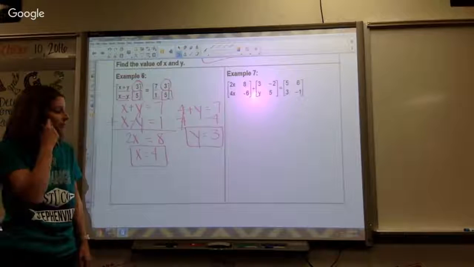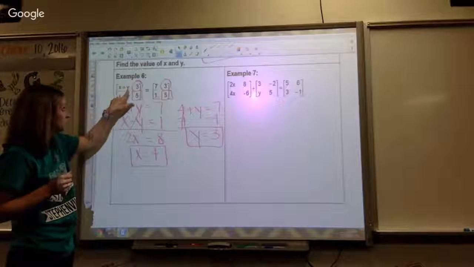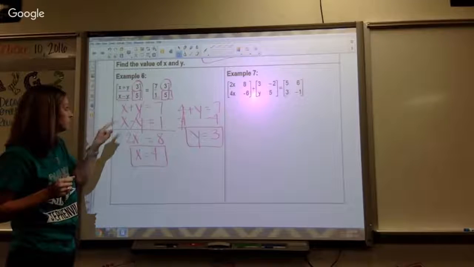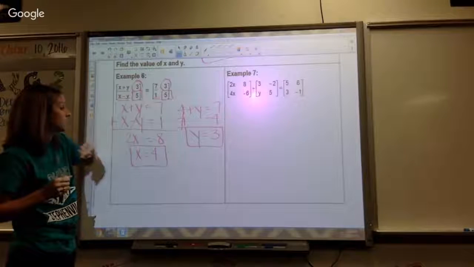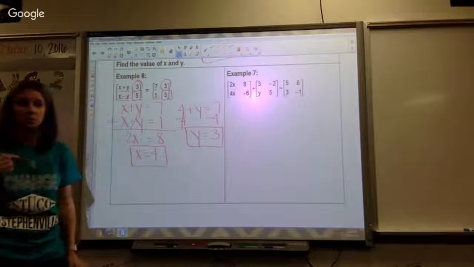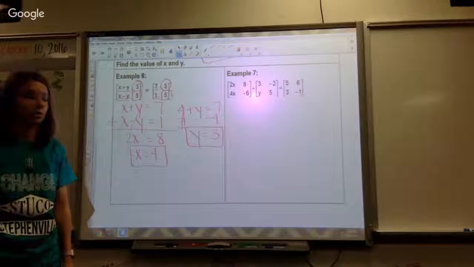To check your answer, you can plug those back in. x plus y needs to equal 7. So 4 plus 3 does equal 7. x minus y needs to equal 1. 4 minus 3 does equal 1. So you can plug those back in and check it. Make sure that's the correct x and y.